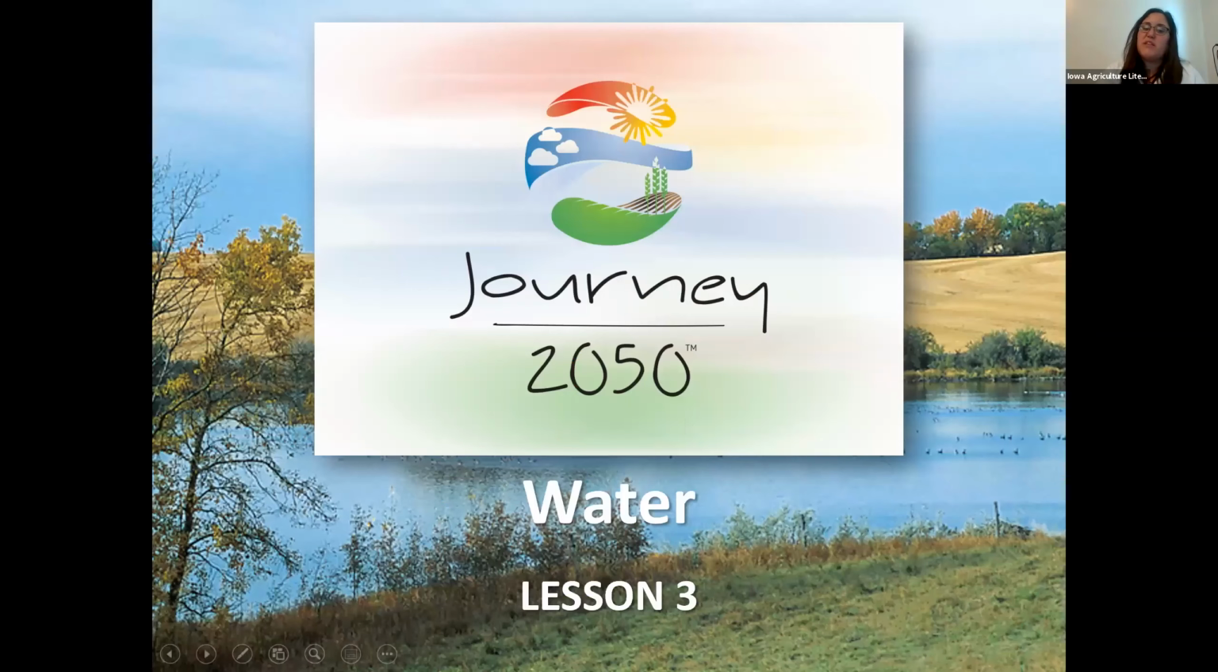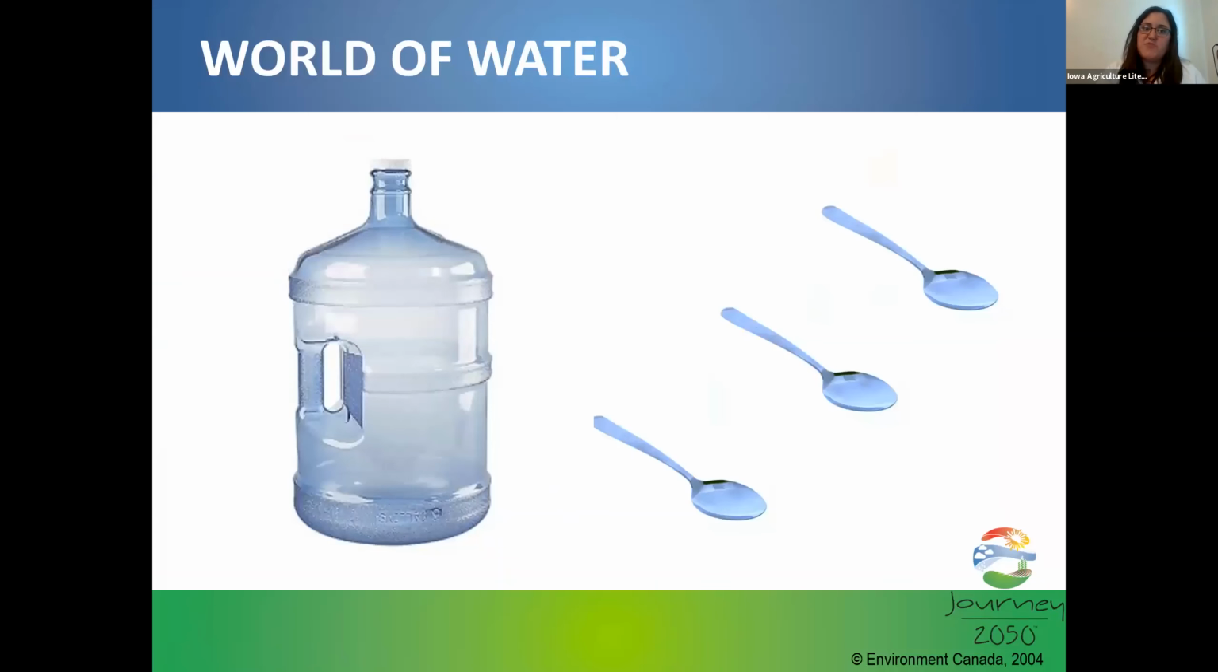So lesson 3 is all about water. It starts out with an engagement piece. You have a 5-gallon bucket of water, and you do a demonstration to showcase how much of that water. So in the bucket, or in the picture, it's a big bottle. It represents all of the water on Earth.